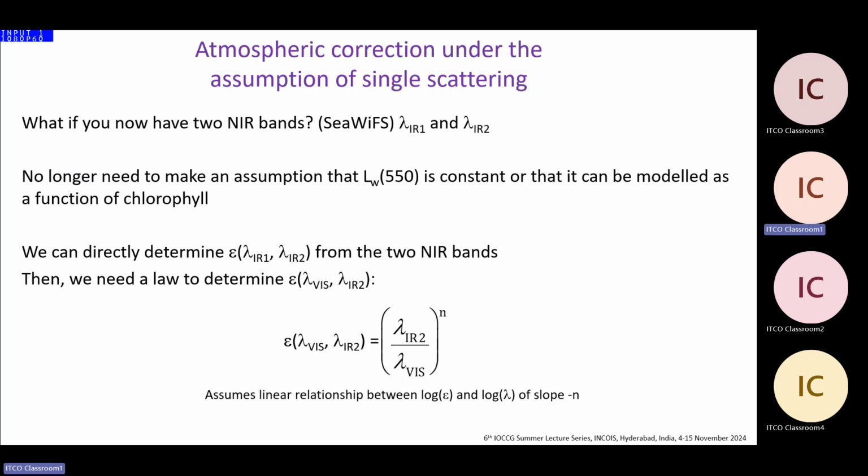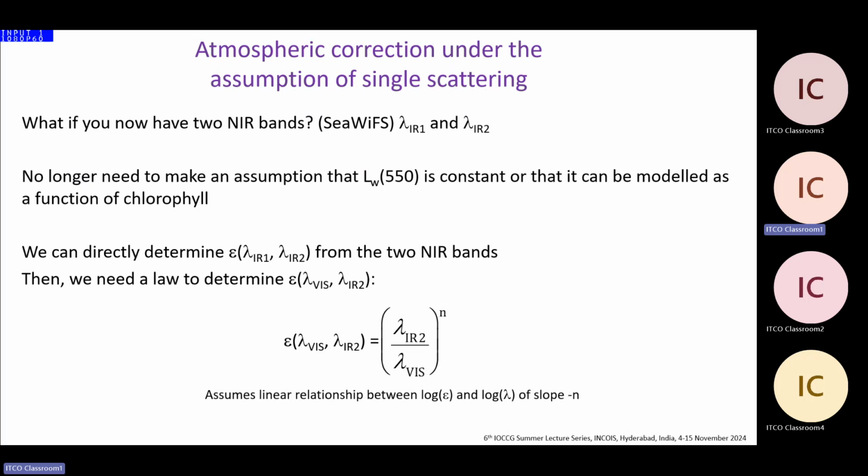Okay, now, what if you have the near-infrared bands, which is indeed what we have now? That started with SeaWiFS, and all sensors since then have at least 2 near-infrared bands to do this. So you no longer need to make any assumptions that LW is constant at 550 or that you can model it or whatever. You can completely split the problem and do the atmospheric correction independently of knowing anything about the biological properties of the ocean you're looking at.